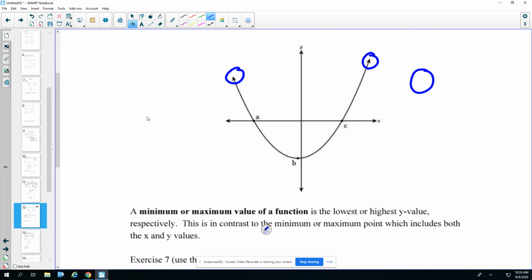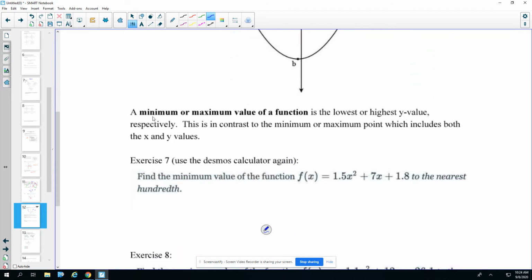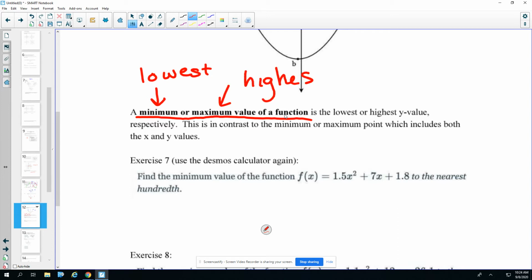So the last thing we're going to put on this video is a minimum or maximum value of a function. This is not a point, this is a value of a function. It is the lowest or highest y value respectively. This is in contrast to the minimum or maximum point, which includes both x and y values. This is also not a relative minimum or maximum. They're not talking about those turning points. They're talking about the lowest a graph goes, and the highest. And they only want the y values when you see this.